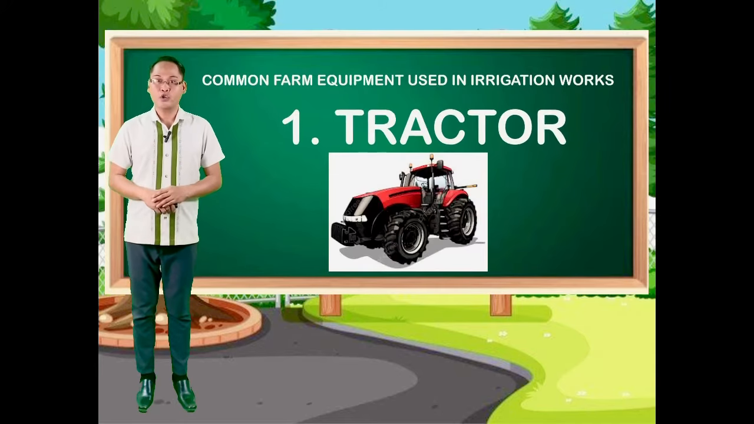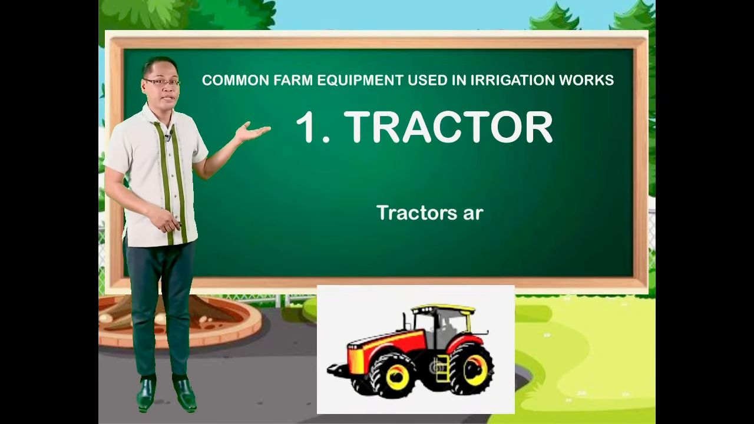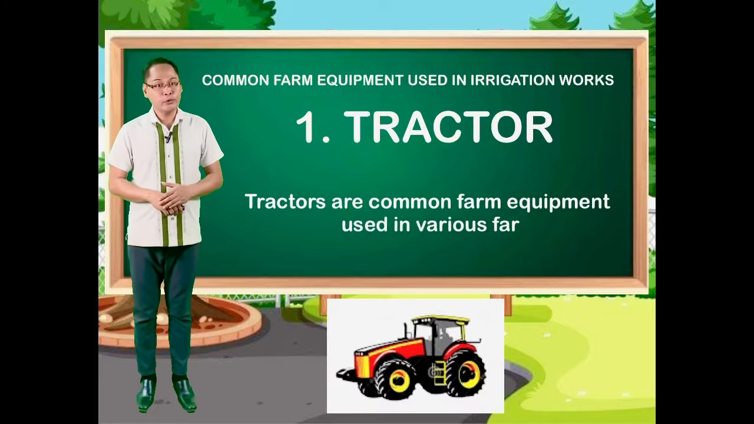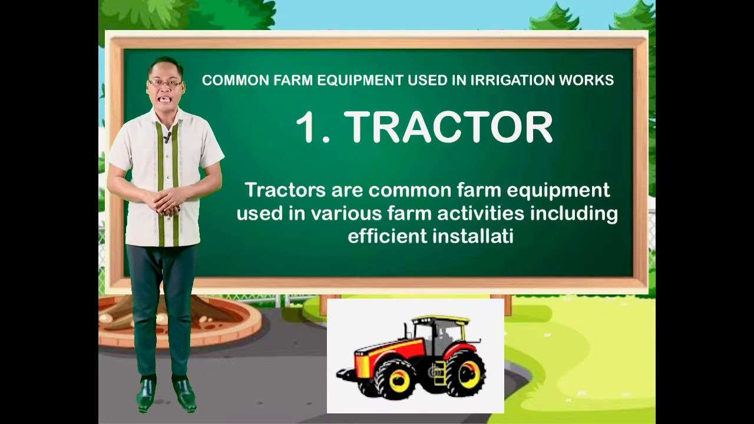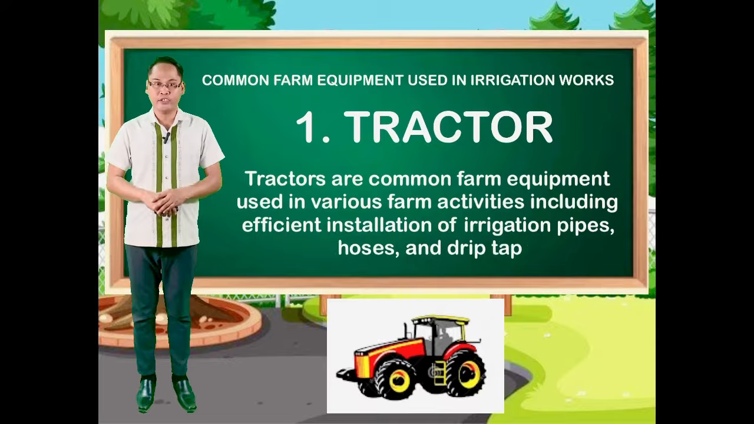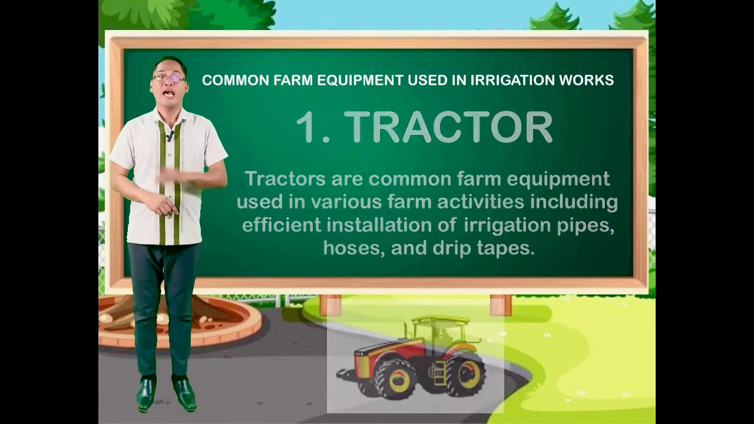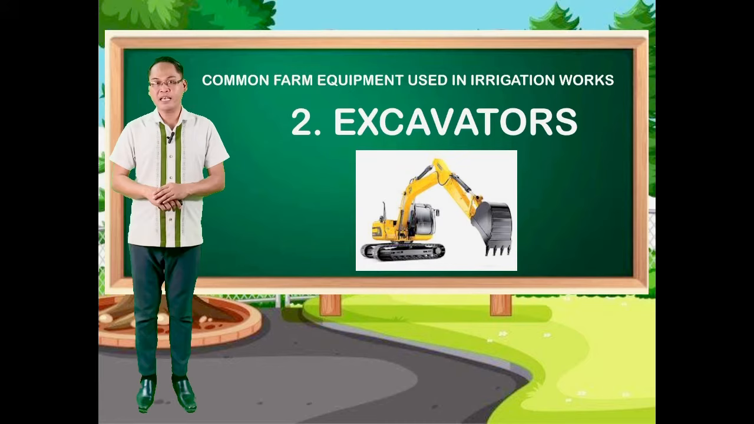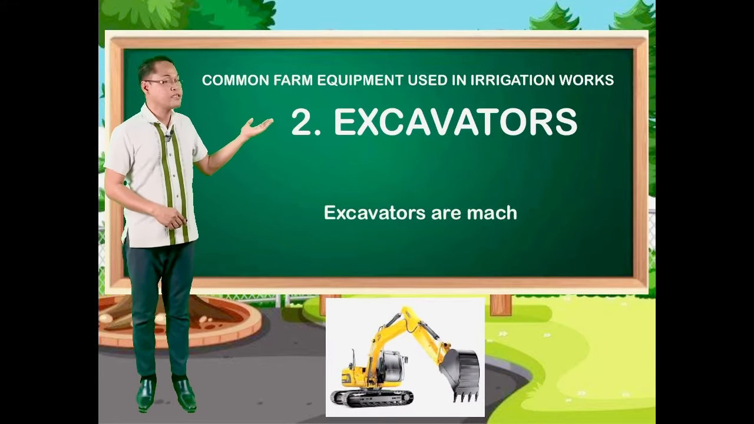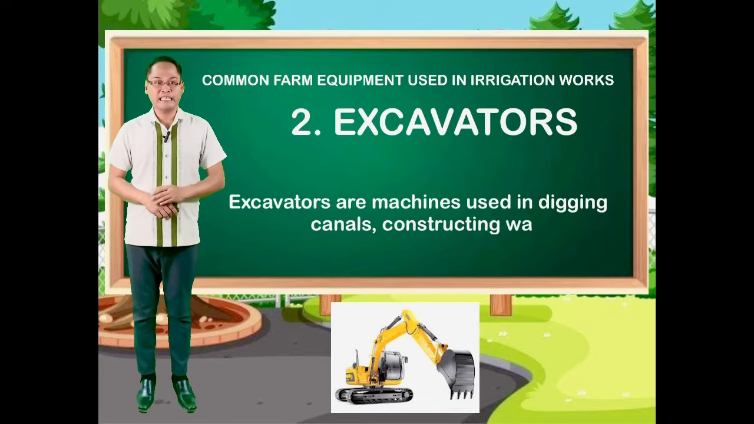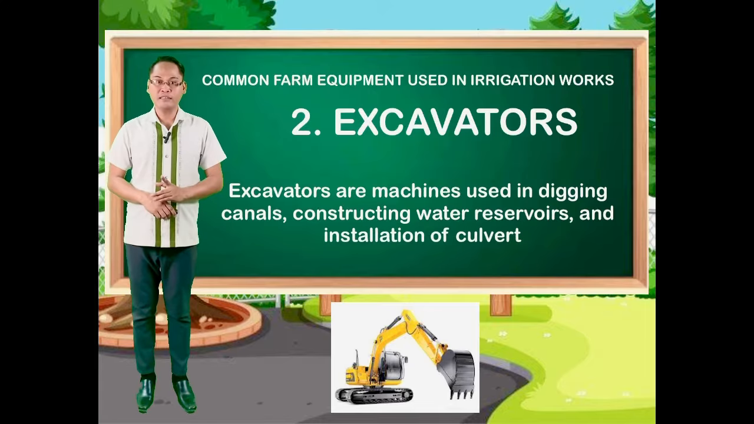First is tractor. Tractors are common farm equipment used in various farm activities, including efficient installation of irrigation pipes, hoses, and drip tapes. Second is excavators. Excavators are machines used in digging canals, constructing water reservoirs and installation of culverts.